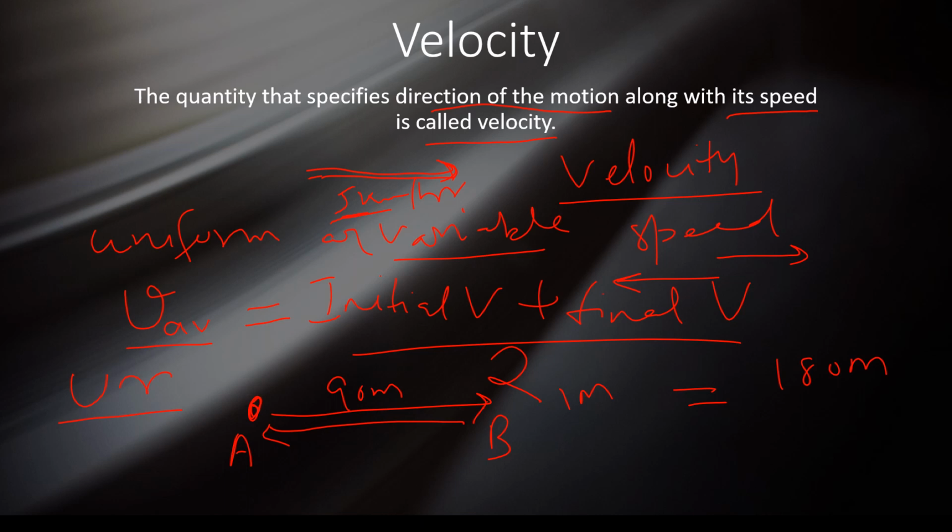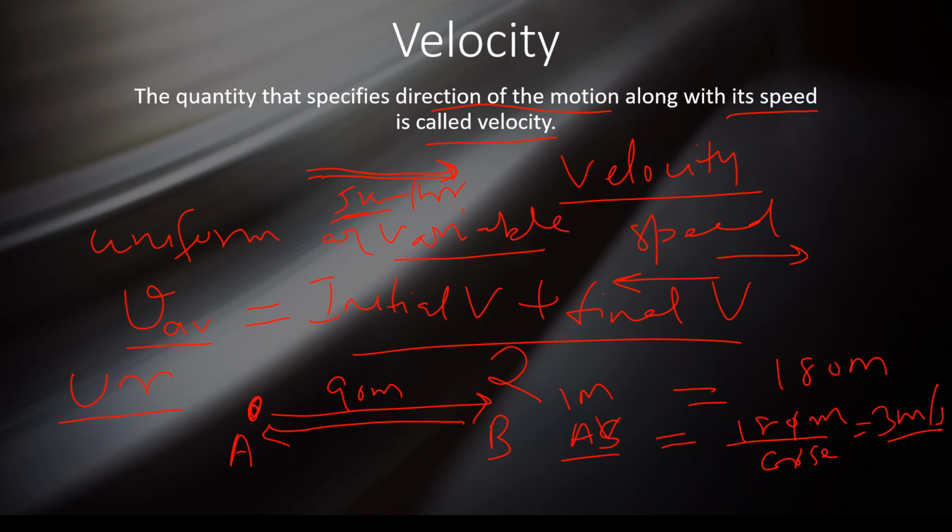Now average speed is equal to total distance traveled divided by time. So average speed is equal to 180 meter divided by time, where we change 1 minute into seconds, which is equal to 60 seconds. So it is 3 meter per second. It means it travels at an average speed of 3 meter per second.